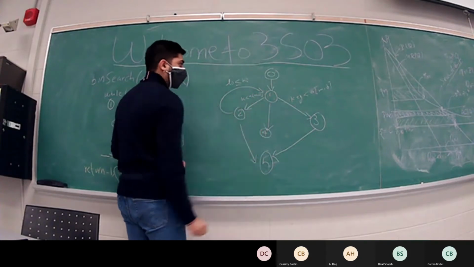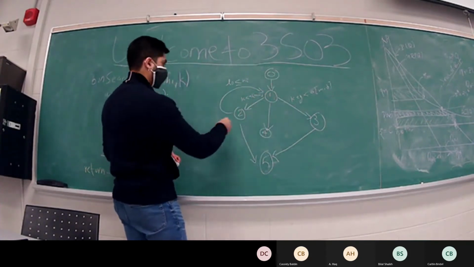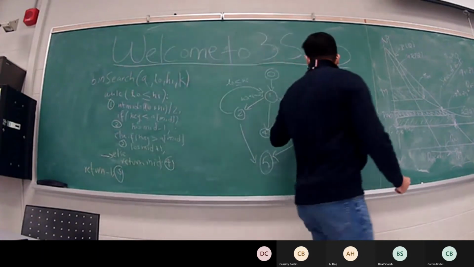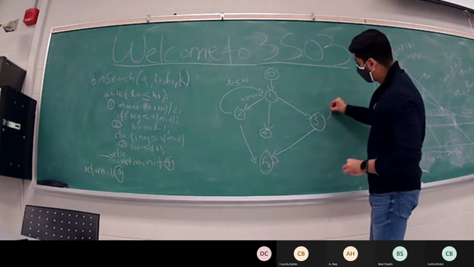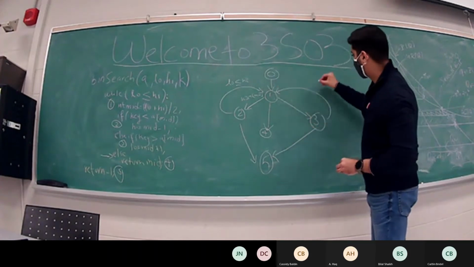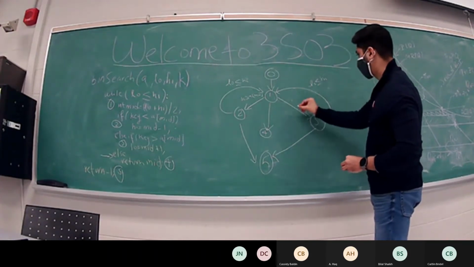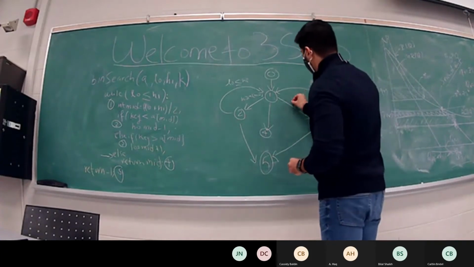Or that one was greater. Sorry. And then same thing for 3, right? So we can go back to 1 as long as low is less than or equal to high. And this one was k is less than a mid.